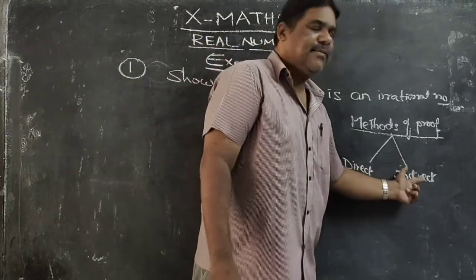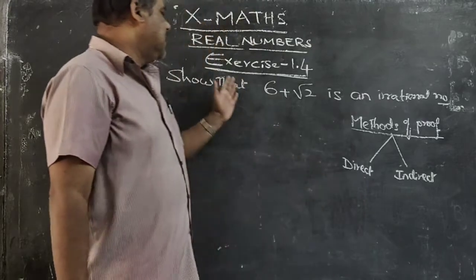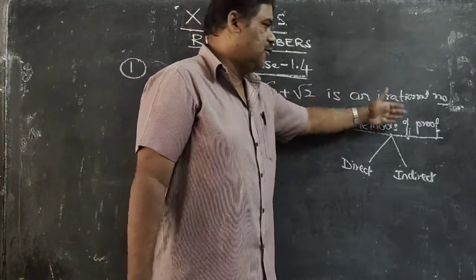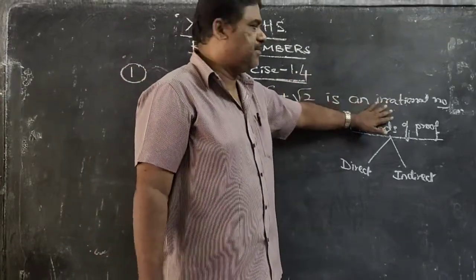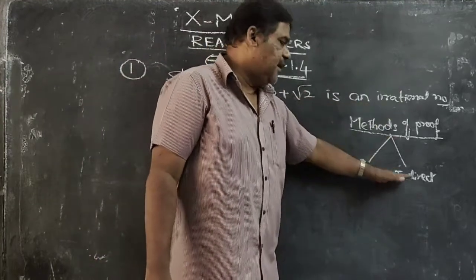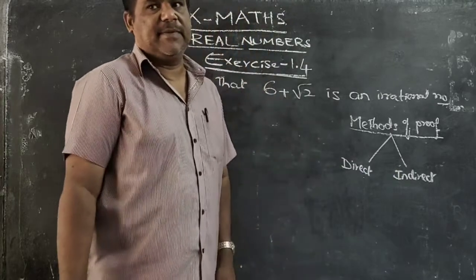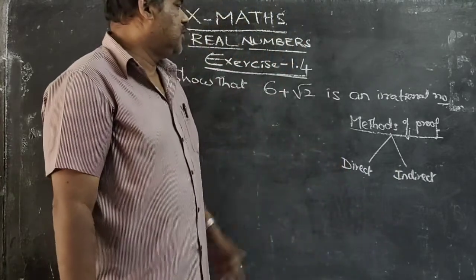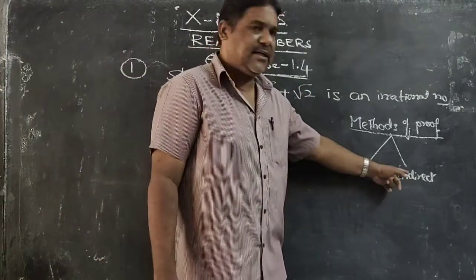Now in indirect method, we will suppose that the answer is wrong. Whatever he asked us to prove, that is 6 plus root 2 is an irrational number. So first we should suppose that 6 plus root 2 is not an irrational number. Then if you follow that after few steps, you will get one impossible statement. When you get one impossible statement, then you have to conclude that our supposition is wrong. So that is called indirect method.